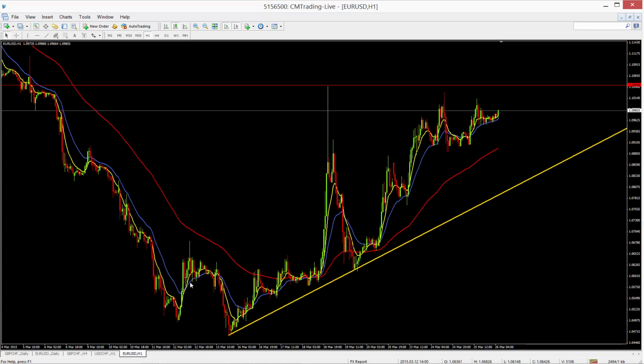Euro US dollar, nice strength on the hourly chart. We can see that resistance. I don't know whether it's going to break above that, but certainly I'm still waiting to short this one.